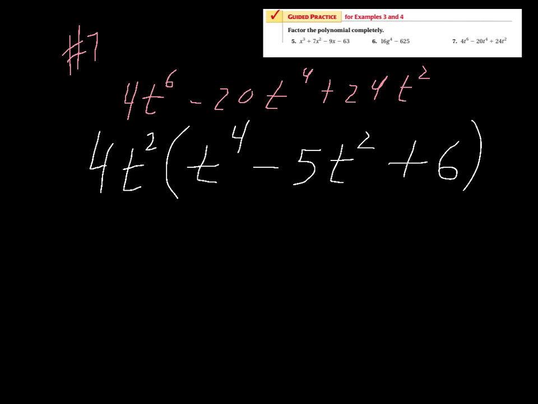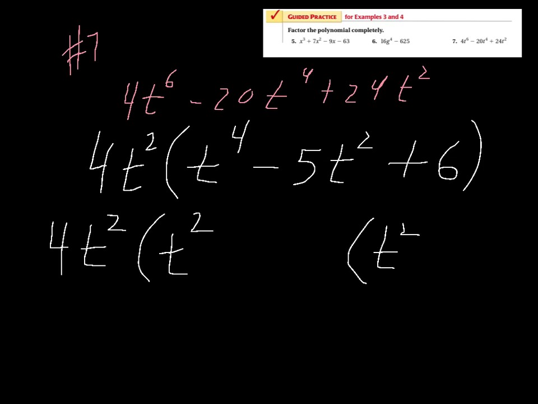And now I'm going to factor out the remaining trinomial here. So, taking care to make sure that we bring down the 4t squared, I'm left with a t to the fourth minus 5t squared plus 6, which gives us t squared and t squared. Because 6 is positive, I know that both signs are either positive, positive or negative, negative, and the sign right here tells me which one it is. So they are both negative. Two numbers that multiply to give me 6 and add up to 5 are 2 and 3.